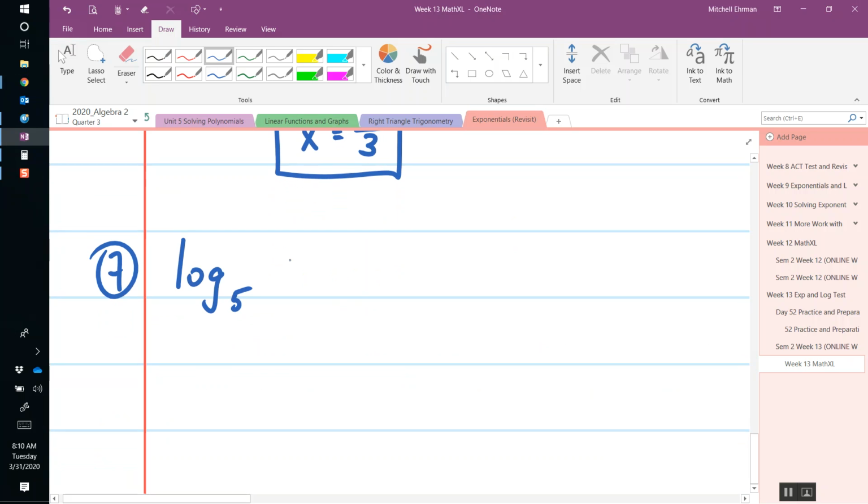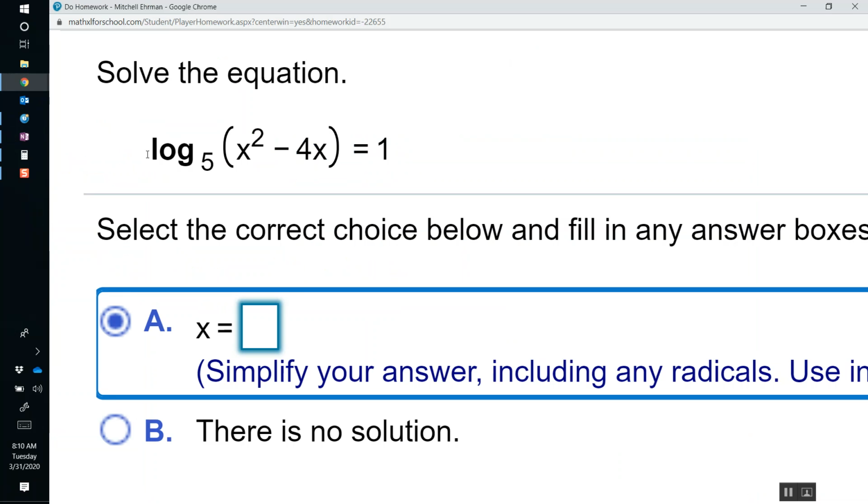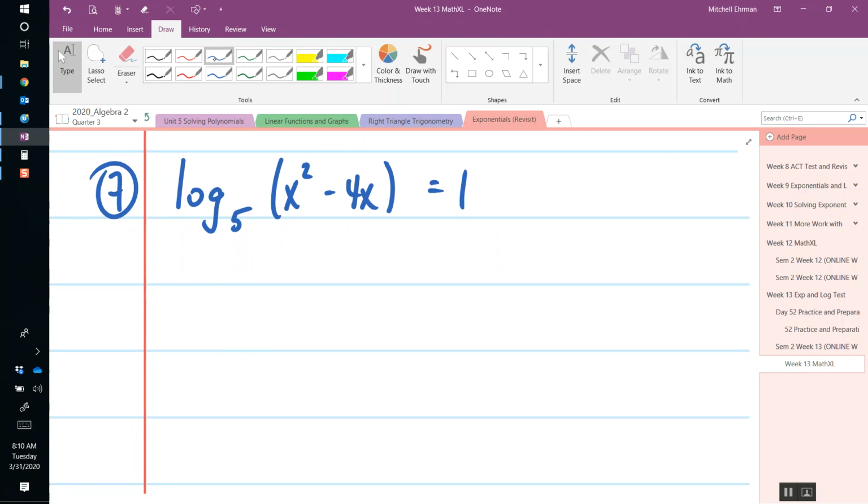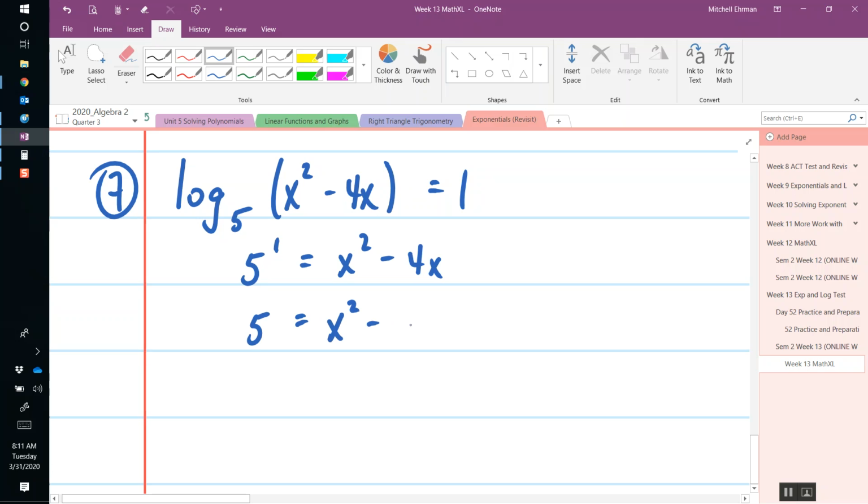So log base 5 of x squared minus 4x is equal to 1. Let's double check that. Log base 5 of x squared minus 4x equals 1. Okay, so this is the expression in logarithmic form. We can very easily rewrite it as an exponential. 5 to the first power is equal to x squared minus 4x. 5 to the first power is just 5, so no surprises there.